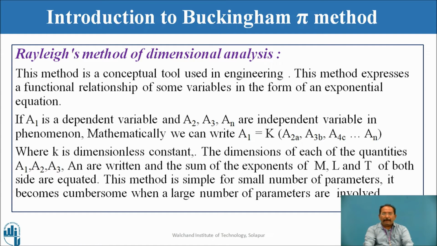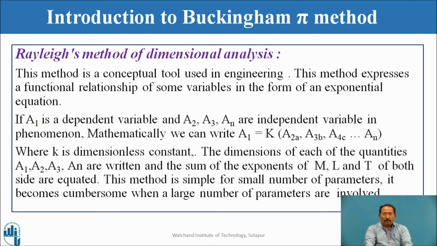Like this, if A1 is a dependent variable and A2, A3 up to AN are independent variables in the phenomenon, mathematically we can write A1 is equal to K, a constant, times the remaining terms. Where K is a dimensionless constant, the dimensions of each of the quantities A1, A2, A3 are written and the exponents of MLT on both sides are equated and then the equation is formed. This method is simple for a small number of parameters. It becomes very cumbersome and tedious when the variables are increased.